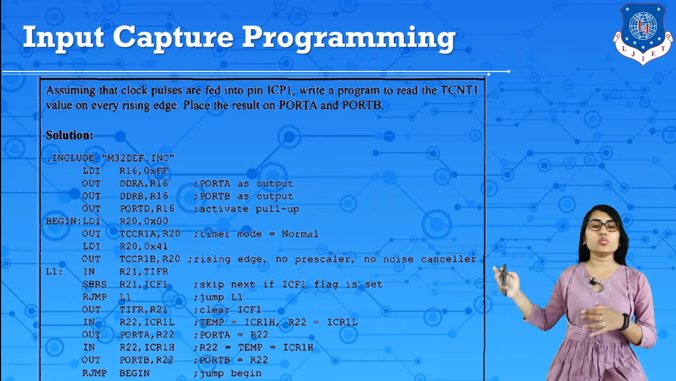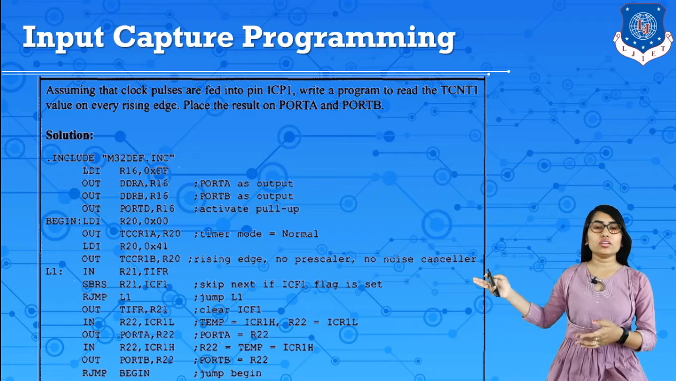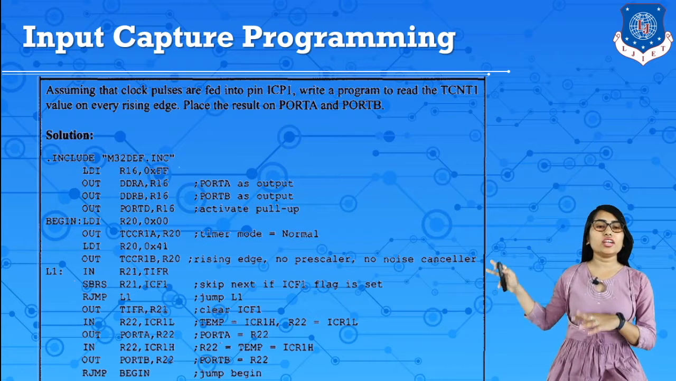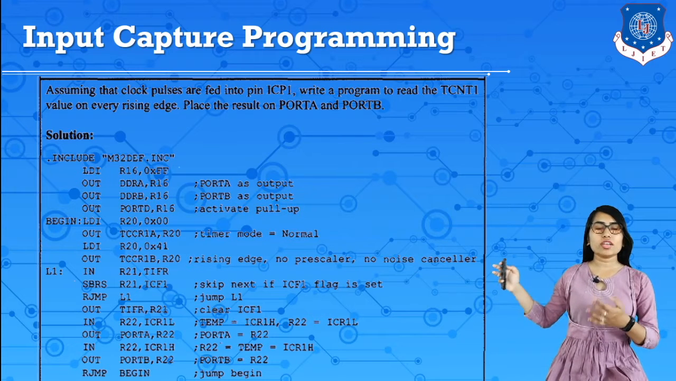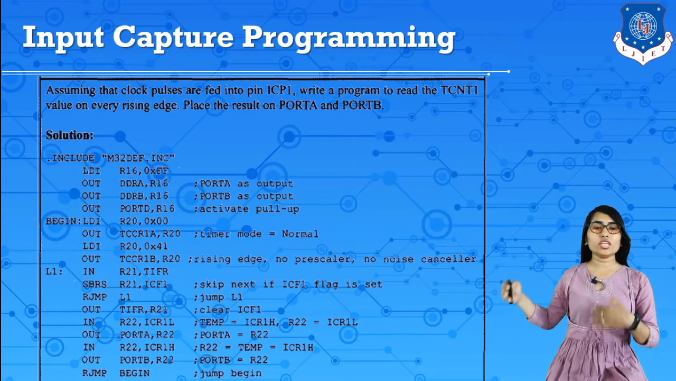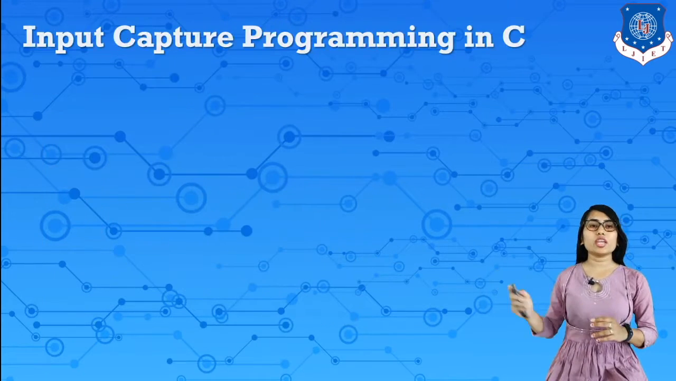So whatever the input capture values are read from TIFR, by making the ICF flag set, these values go on port A and port B. The low byte is sent on port A, the high byte is sent on port B. So this is how input capture programming can be performed.